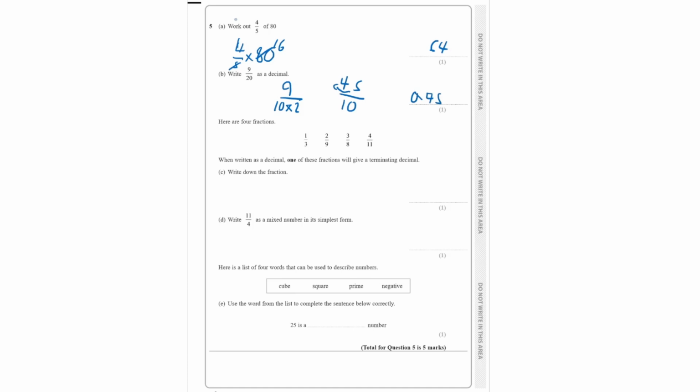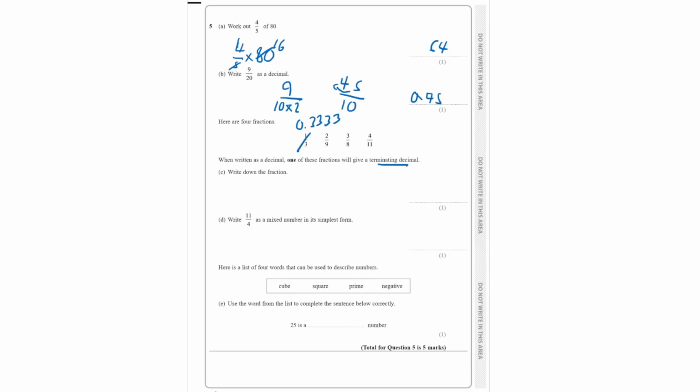Here are 4 fractions. When written as a decimal, one of these fractions will give a terminating decimal. Write down the fraction. What does it mean by terminating decimal? Well, firstly, 1 divided by 3 repeats. So this does not terminate whatsoever. So I know this is wrong.